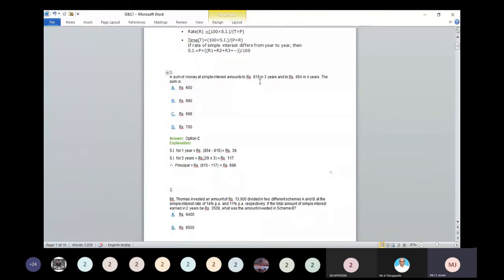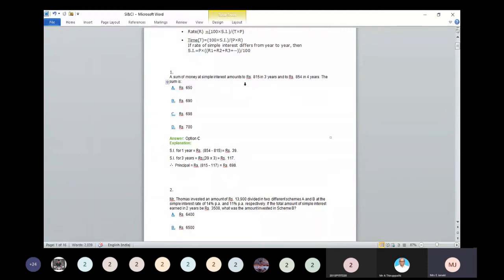When you subtract the third year amount from the fourth year amount, you will be getting the simple interest for 1 year. So 854 minus 815 is equal to rupees 39. This is the simple interest for 1 year. So what about the simple interest for 3 years? Multiply 39 by 3. So 39 into 3, you will be getting rupees 117. This is the simple interest for the 3 years.